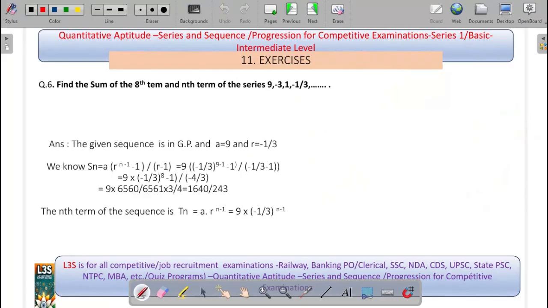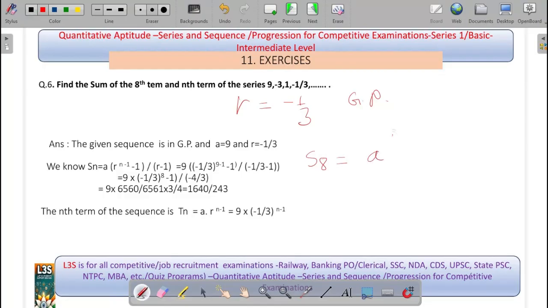Find the sum of the 8th term of the series 9, minus 3, 1, minus 1 by 3. So here we can see easily that it is in a decreasing order, and the common ratio R is equal to minus 1 by 3. It is in GP. Now we have to find out S8.